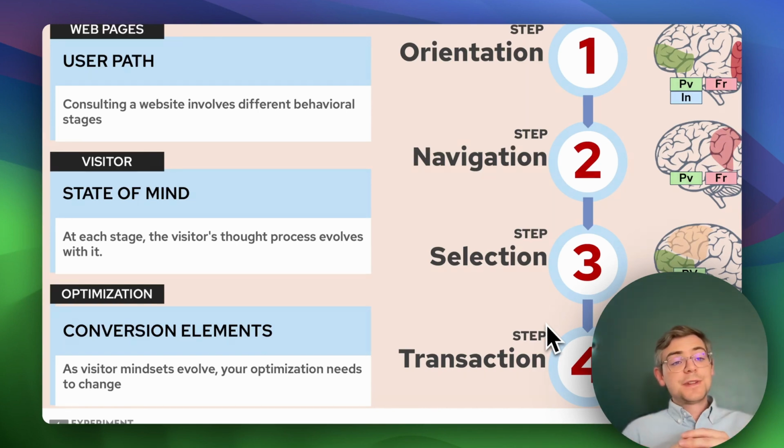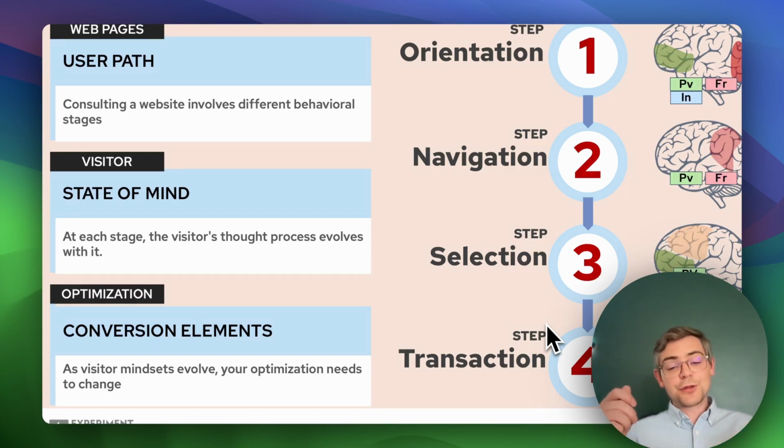So to resume, we've seen that we've got a user path, which is basically different steps. First, orientation, navigation, selection, and transaction. At each of these different steps, you have a different state of mind. The first one is validation. I am at the right place.